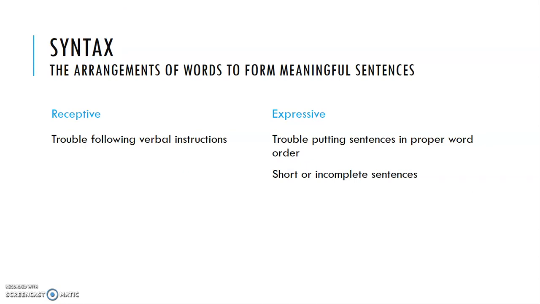For syntax, we're arranging the words to form meaningful sentences. For receptive language, these children could have trouble following verbal instructions. Think about how we can change a statement to a command. So, put your shoes on versus your shoes are on. Or, go to the grocery store versus did you go to the grocery store? We can even make it a question. These children might not understand the difference between those sentences. For expressive language, they could have trouble putting sentences in proper word order, or they could have shorter or incomplete sentences.